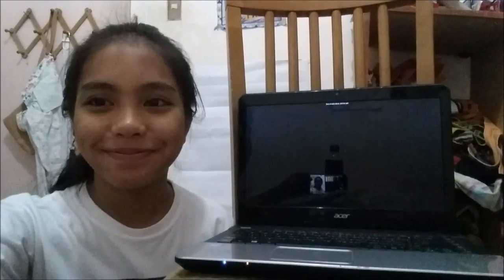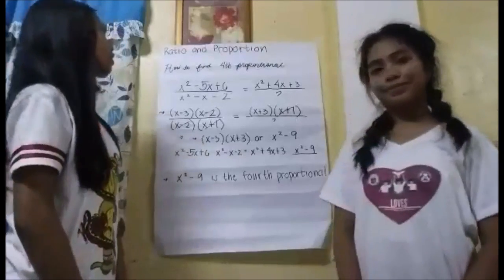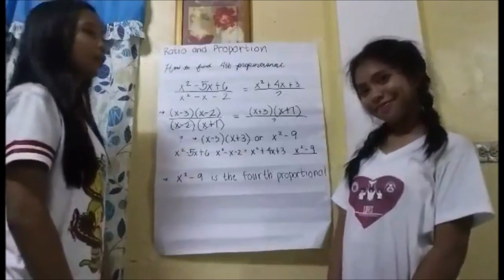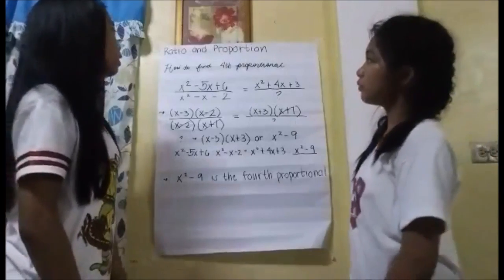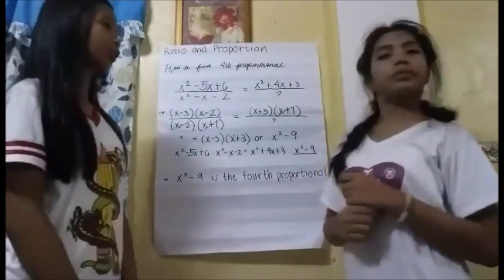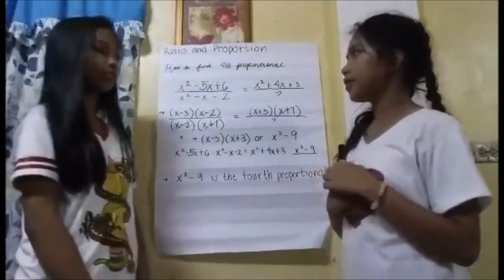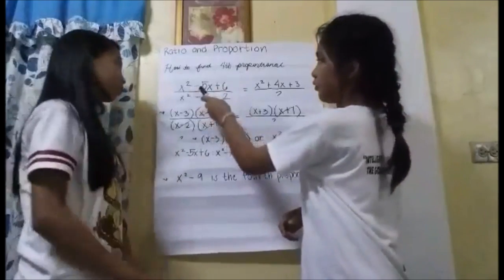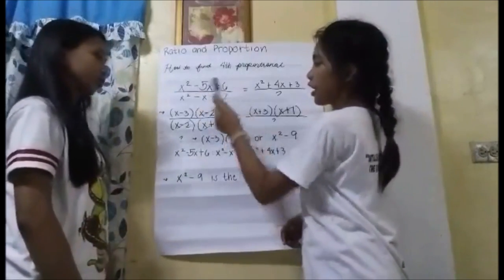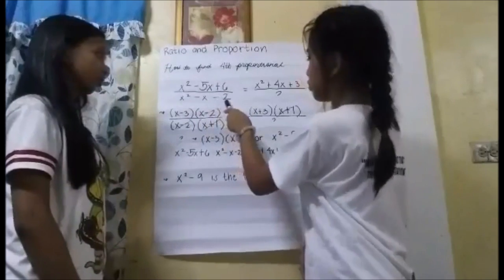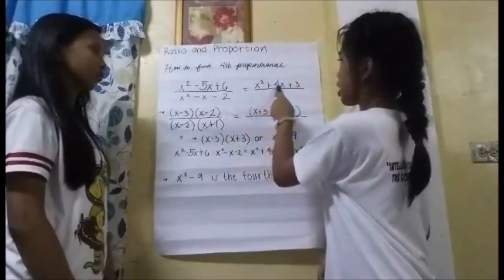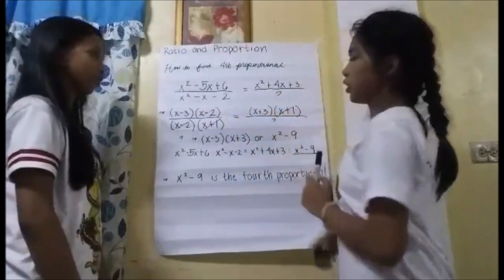That's all. After discussing the basics about ratio and proportion, we will now proceed to a problem involving how to find the fourth proportional. So we have here x squared minus 5x plus 6 all over x squared minus x minus 2 is equal to x squared plus 4x plus 3 all over an unknown quantity.